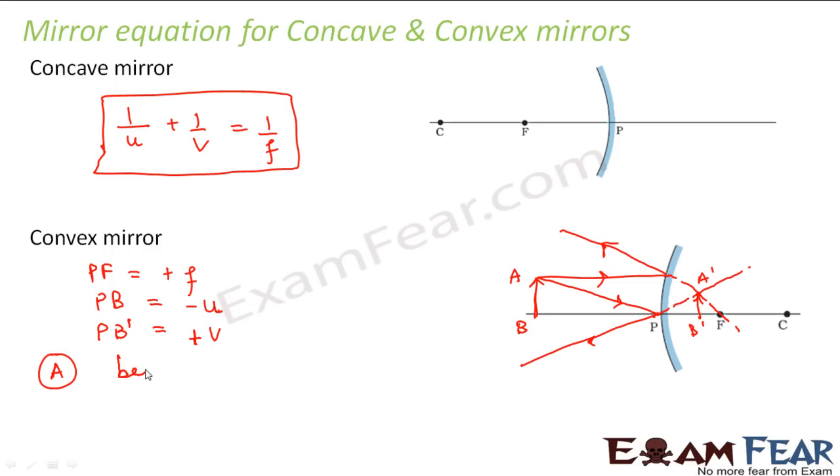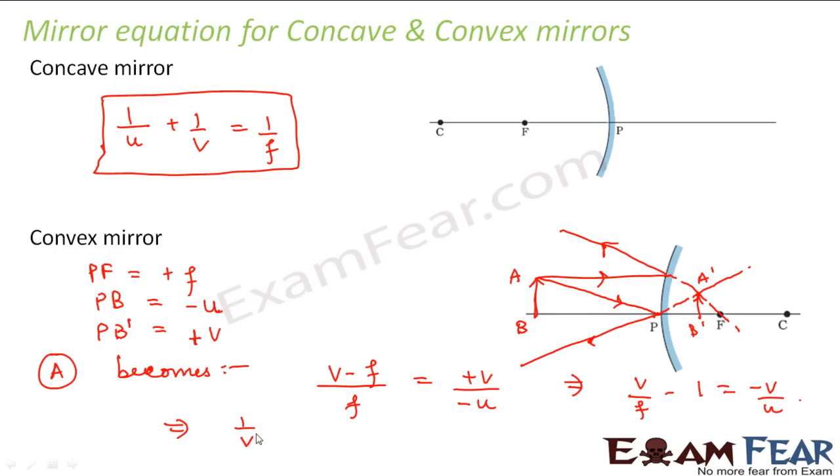So equation A becomes, if you put these values in equation A, it becomes V minus F divided by F is equal to plus V divided by minus U. So when you solve this, you again get V by F minus 1 is equal to minus V by U. So dividing throughout by V, you get 1 by V minus 1 by U is equal to 1 by F. So considering the sign convention for a convex mirror, you see that the mirror equation carries a negative sign with U.